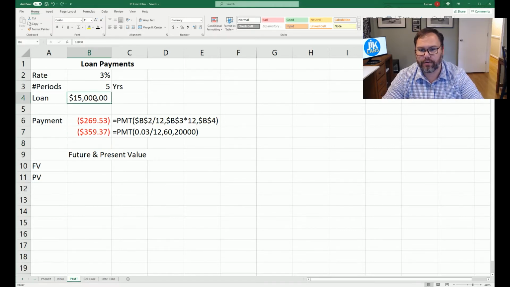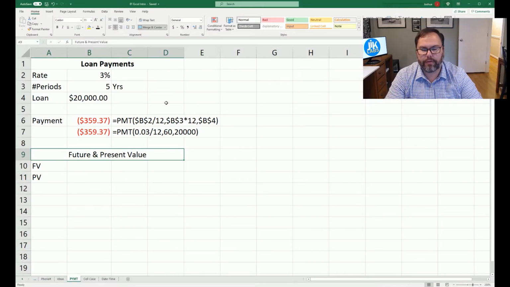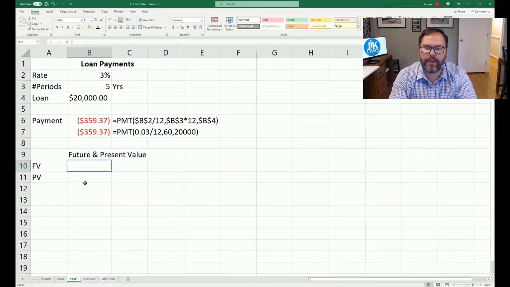So by making yourself an area where you can enter and manipulate your data or information and reference your payment equation back to there, will make your life a heck of a lot easier. So while we're looking at auto loan payments, we may as well take a couple seconds and also look at future and present value formulas. Future and present value take pretty much the same variables that we set up for the loan payments, and we'll calculate the future value of some money.